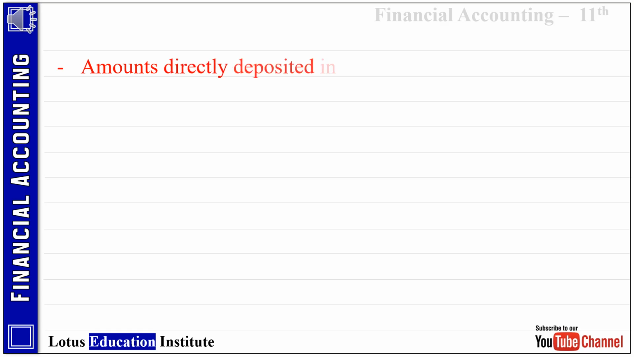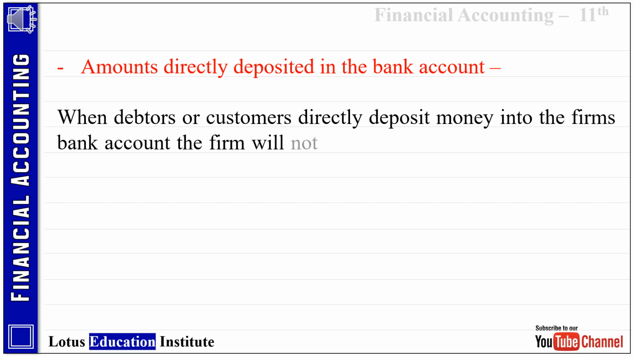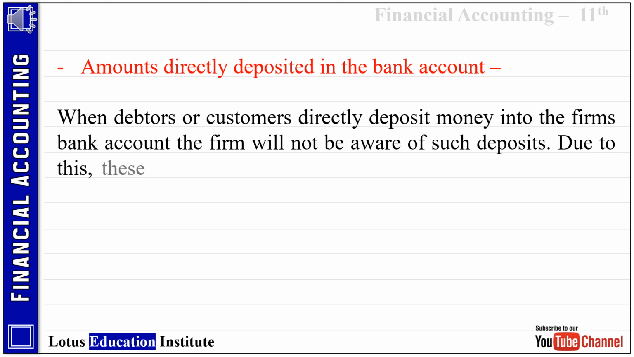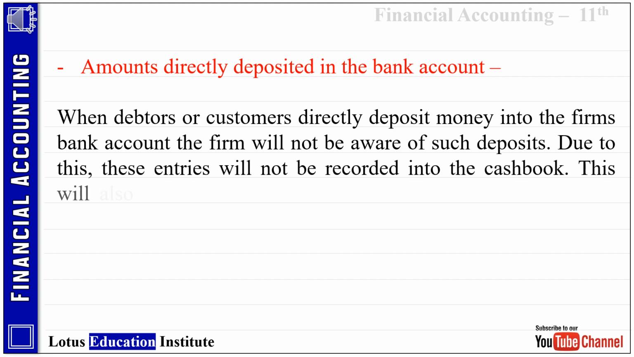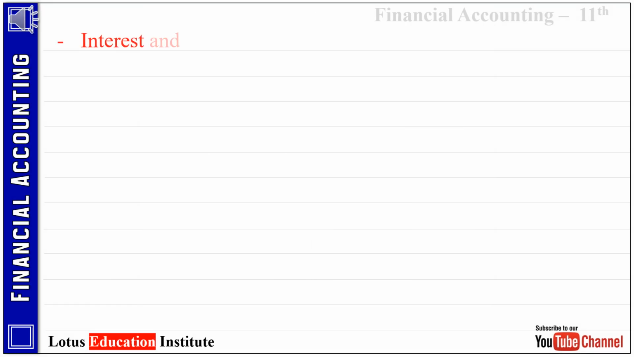Amounts directly deposited in the bank account. When debtors or customers directly deposit money into the firm's bank account, the firm will not be aware of such deposits. Due to this, these entries will not be recorded into the cash book. This will also create an imbalance between the bank passbook and cash book.